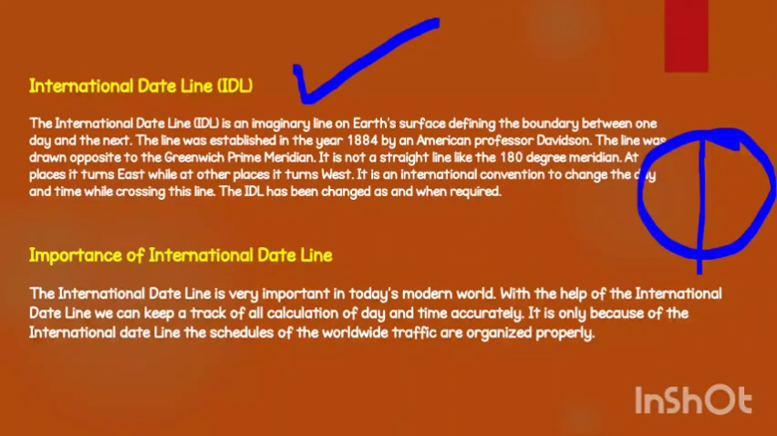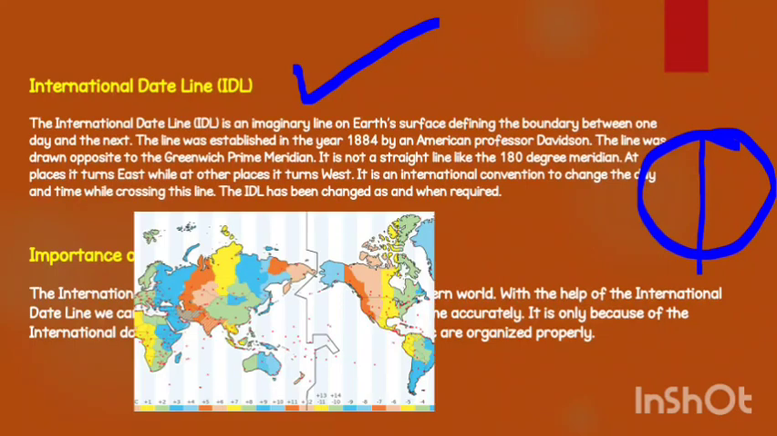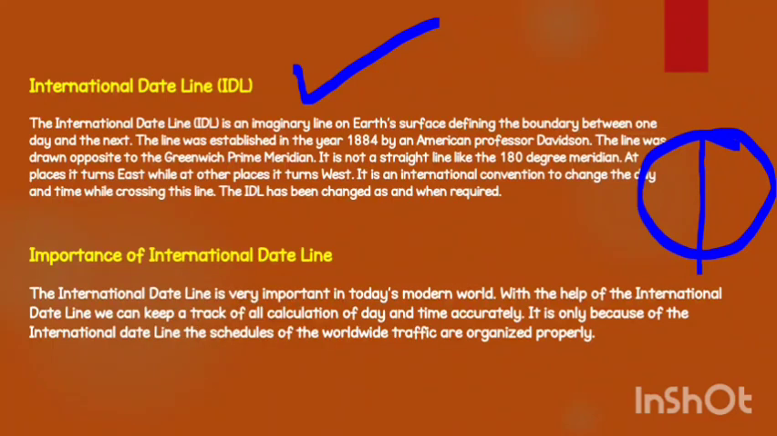Okay, if you see this picture, you can understand that it is not a straight line. Okay, at one place it turns east, while at another place it turns west. Okay, and it passes through the middle part of the Pacific Ocean. And what is the importance of the international dateline? There must be an importance. The international dateline is very important today, because with the help of it, we can keep track of all calculations of day and time accurately.